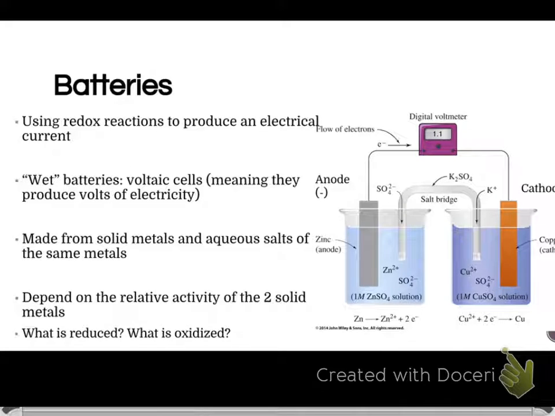There are basically 2 types of batteries: wet batteries and dry batteries. This is a diagram showing a wet battery. Basically, what you have is a solution where you've put some zinc sulfate in water and a zinc strip. And at this portion of this electrochemical cell, the reaction is producing 2 electrons.